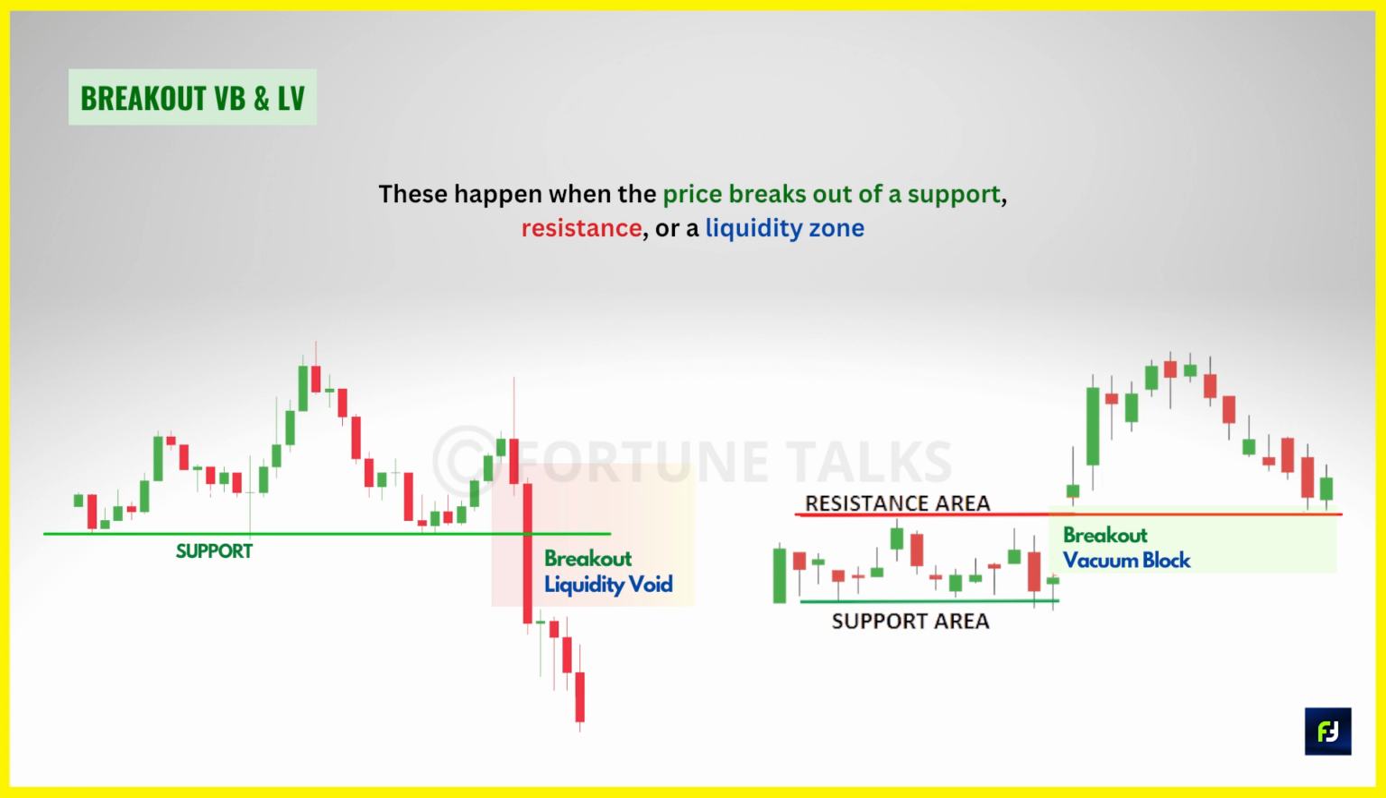Now talking about breakout liquidity voids and breakout vacuum blocks, as the name suggests, breakout voids and blocks happen when the price breaks out of a support, resistance, or a liquidity zone. After the formation of a breakout vacuum block or a liquidity void, price will most probably return to fill the imbalance and then move in the direction of the breakout.